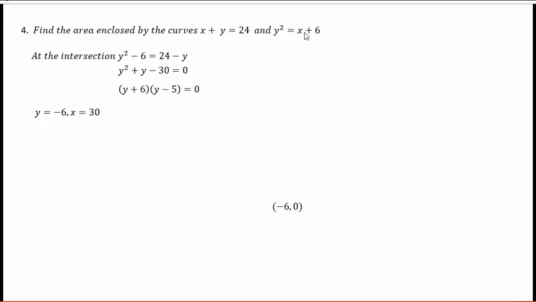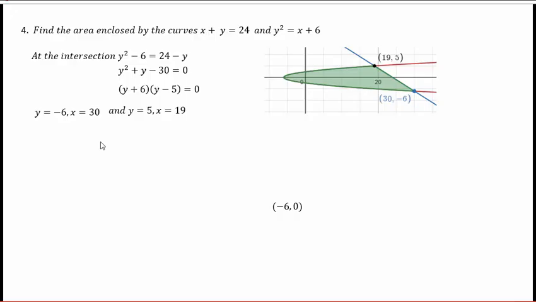When y is -6, you can plug it in the first equation and find your x, which is 30. When y equals 5, then x is 19. So our graph looks like this. So the intersecting points are 5 is your y value, and x value is 19. So we write 19, 5, and then the next one is 30, -6.